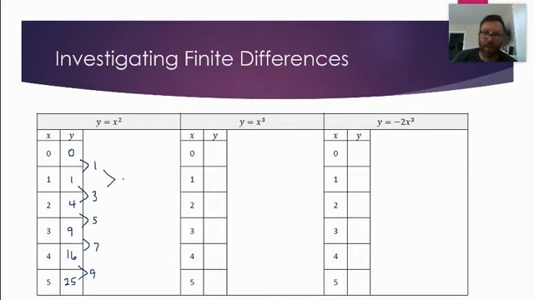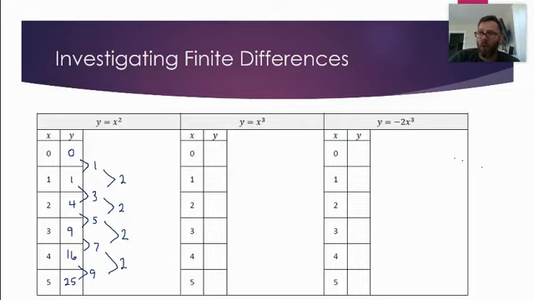Now we're going to find the second differences here. 3 minus 1 is 2. 5 minus 3 is 2. 7 minus 5 is 2. 9 minus 7 is 2. And wouldn't you know it, the second differences for this quadratic function are equal. That's something that you established in your grade 10 course, actually.